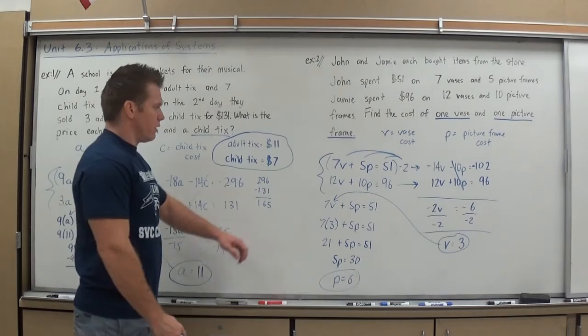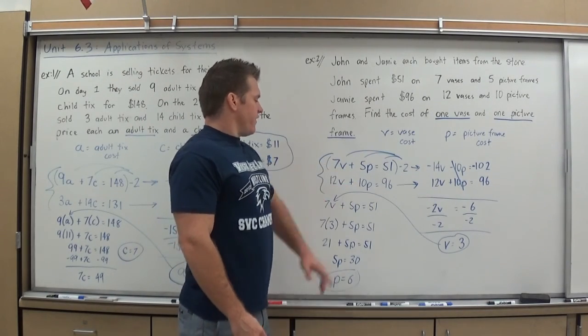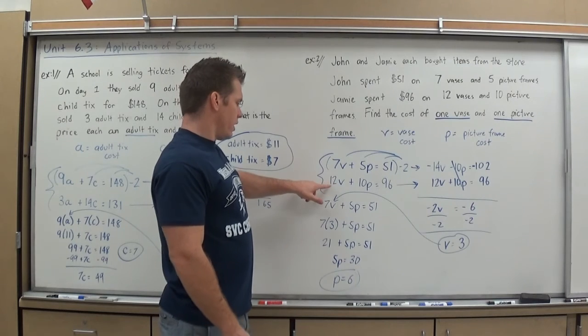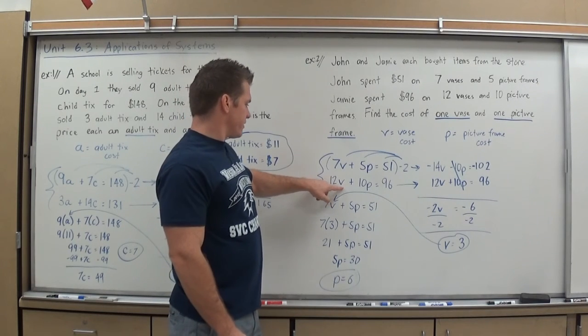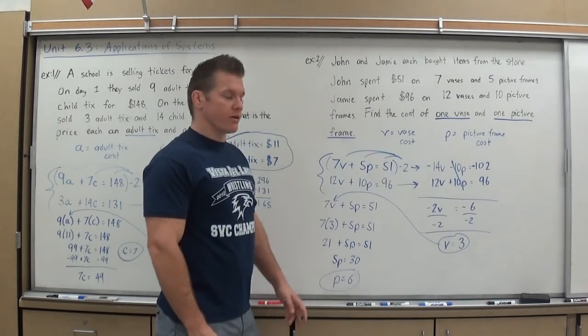I'm going to check them. 7 times 3 is 21. 21 plus 30 is 51, so it works for the first one. 12 times 3 is 36. 36 plus 60, 10 times 6 is 60, which gives 96, so I have the correct answers.